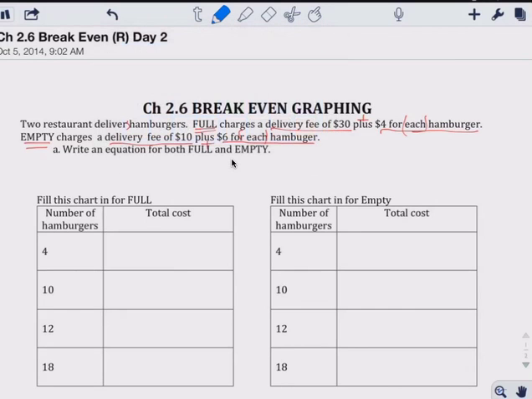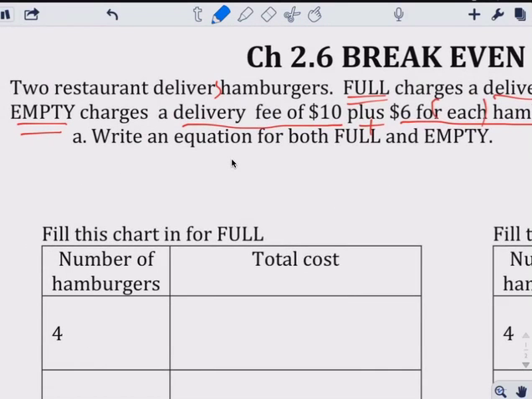Okay. For Full, it says write an equation for both Full and Empty. Full.